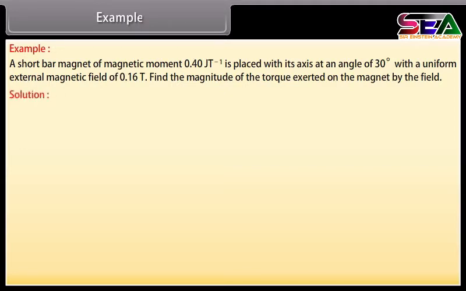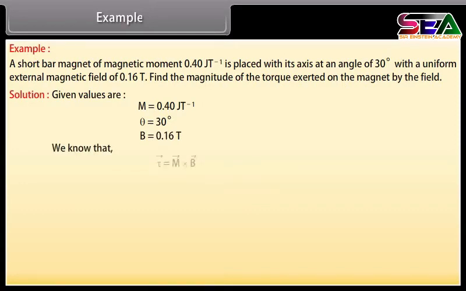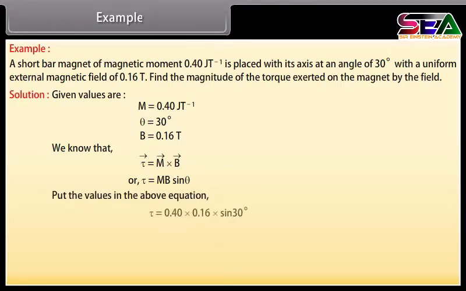Let's see the solution. Here given values are: m is equal to 0.40 joule per tesla, θ is equal to 30 degrees, B is equal to 0.16 tesla. We know that τ is equal to the cross product of m and B, or in terms of magnitude, τ is equal to mB sin θ. Put the values in the above equation. τ is equal to 0.40 into 0.16 into sin 30 degrees.